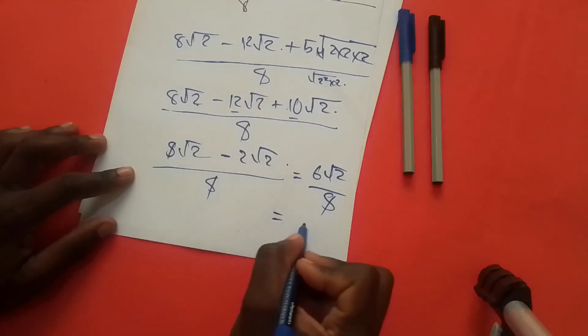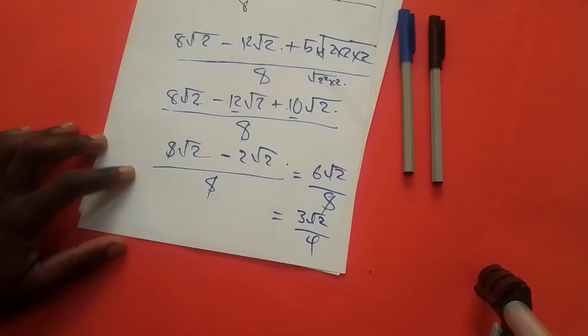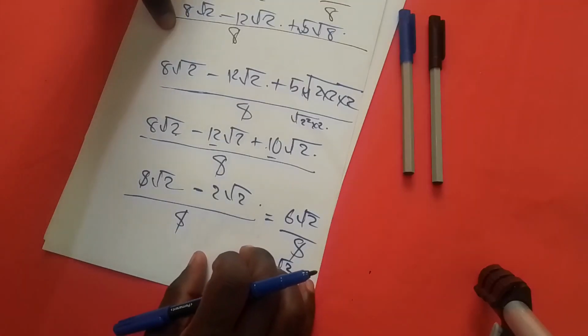So therefore the simplified version would be 3 root 2 over 4. Then you'll be done. You've simplified now. So therefore we're going to move on to the next question.